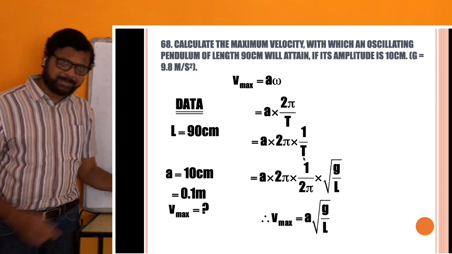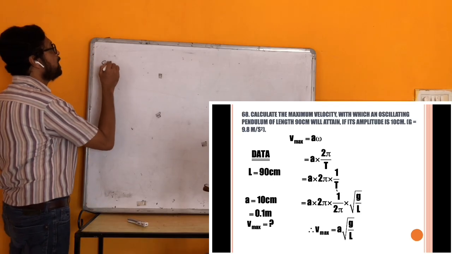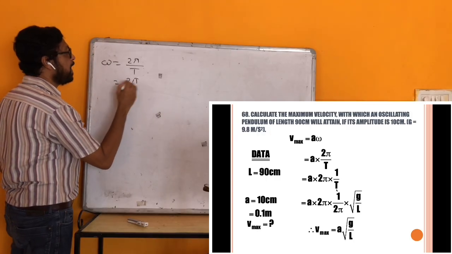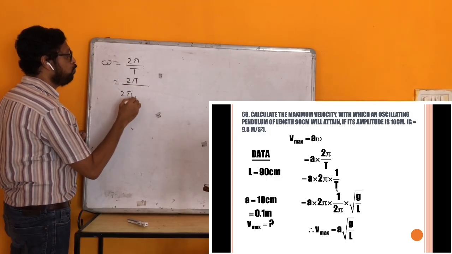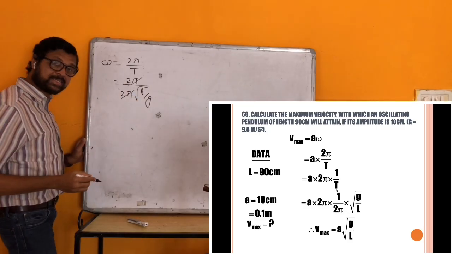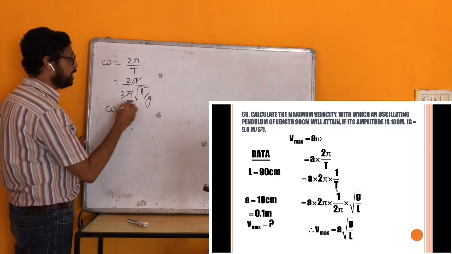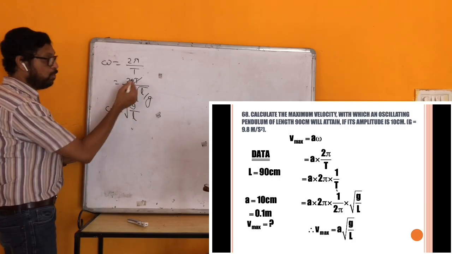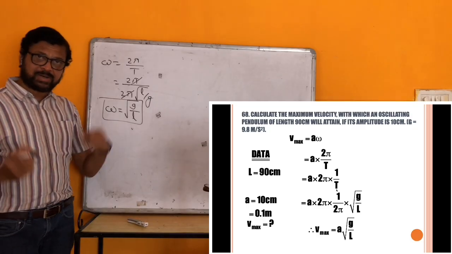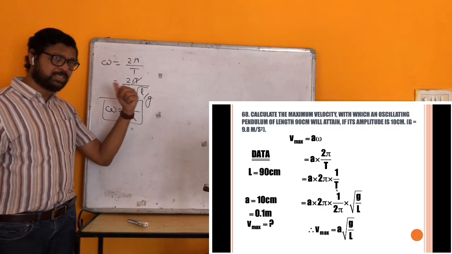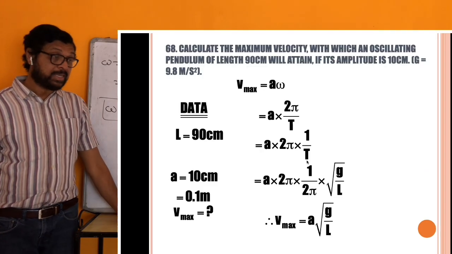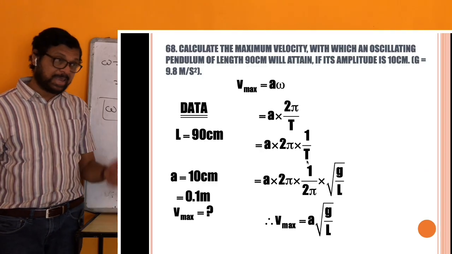Or you can directly say that omega is 2 pi by T. That is 2 pi upon T means 2 pi under root L by G. This 2 pi gets cancelled, means omega is equal to under root G by L. You can remember this and you can directly write omega is equal to under root G by L. So V max is A omega, that is A under root G by L.